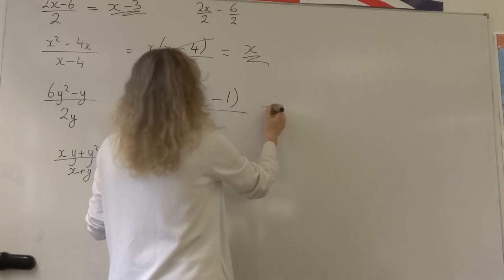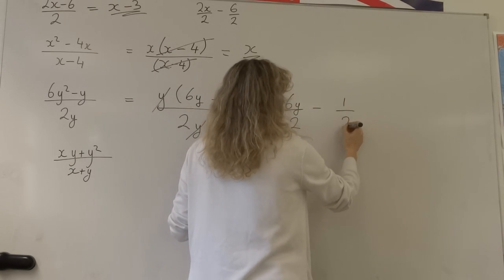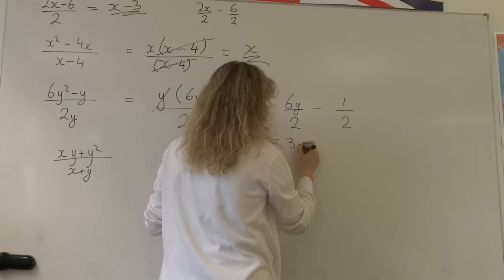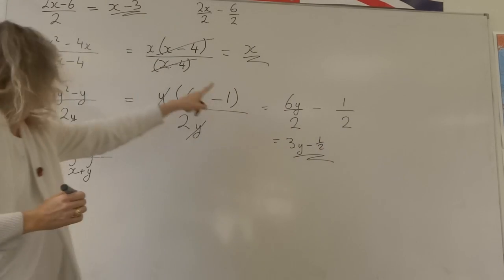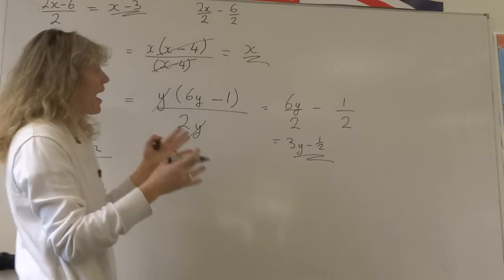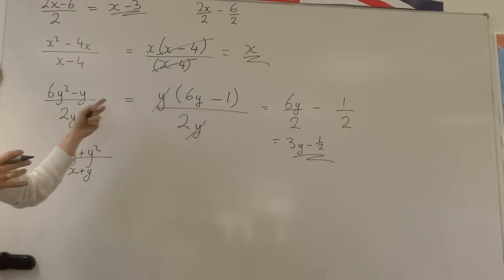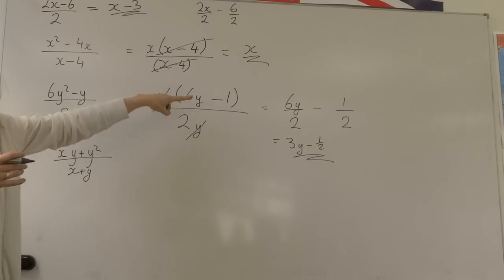giving me 6y divided by 2 minus 1 divided by 2, if I expand that out. 6y divided by 2 is just 3y, so my answer is 3y minus a half. And that's a lot nicer than what we started with. So the whole idea about factorizing is to try and get an equation that looks a little bit simpler than what we started with. So look at what's on the bottom of the fraction, the denominator. It gives you a good clue as to what they want you to try and take out here.